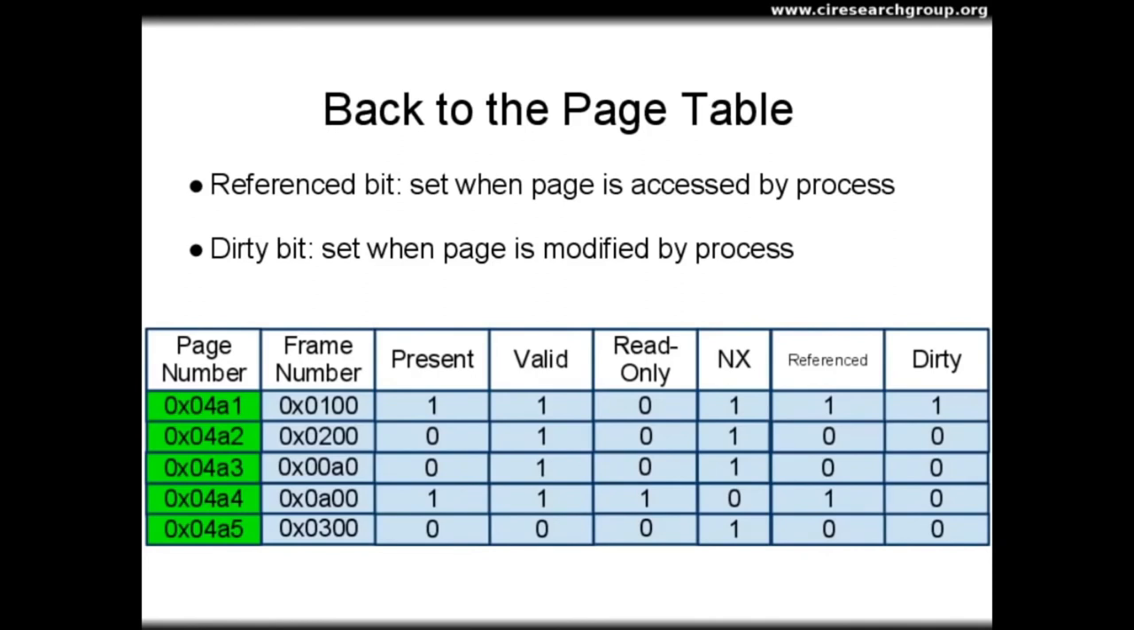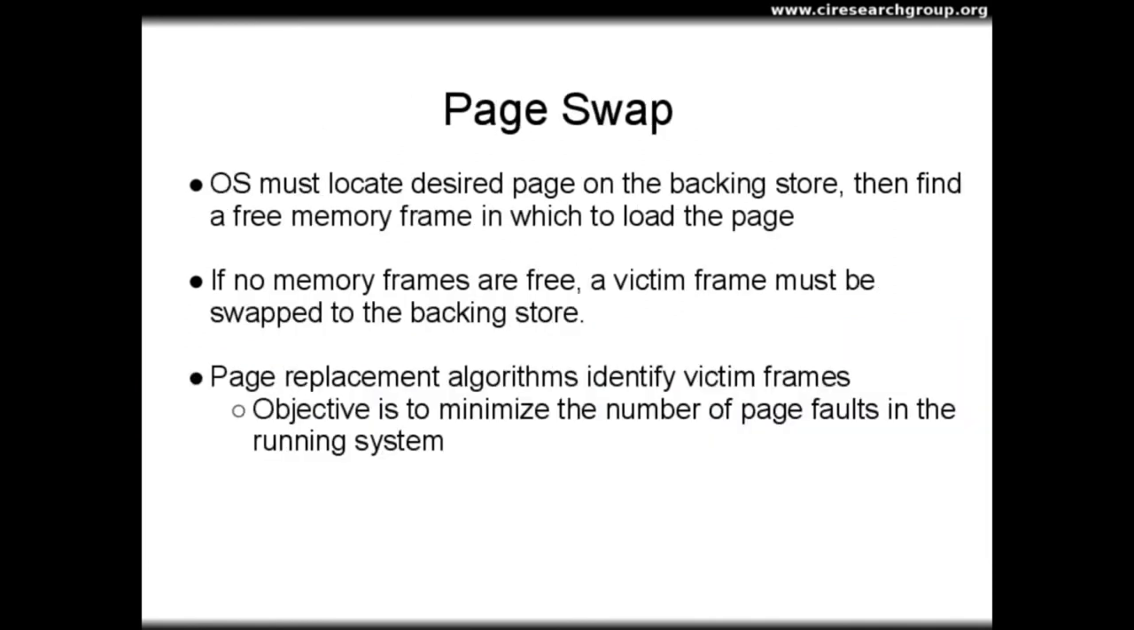updates these bits automatically. Whenever a page fault occurs, the operating system must locate the desired page on the backing store. Then it must find a free frame in RAM into which the page can be loaded. If no memory frames are free, the operating system must select a victim frame to be swapped out to the backing store. The algorithm that is run to determine which frame will be the victim is called a page replacement algorithm. Page replacement algorithms ideally should minimize the total number of page faults in the running system in order to maximize system performance. Let's take a look at several classic page replacement algorithms.